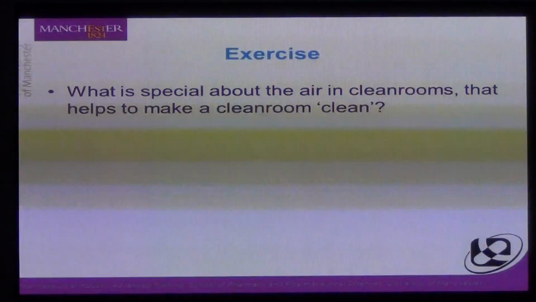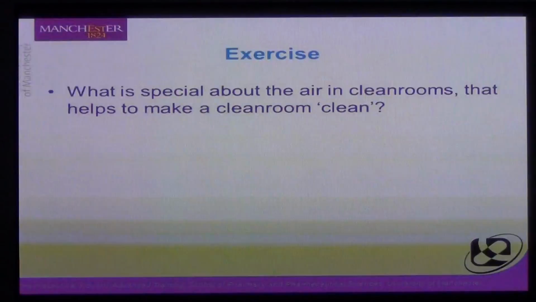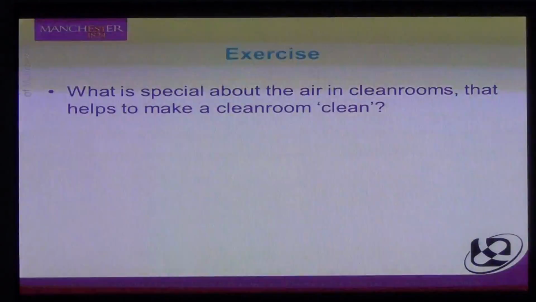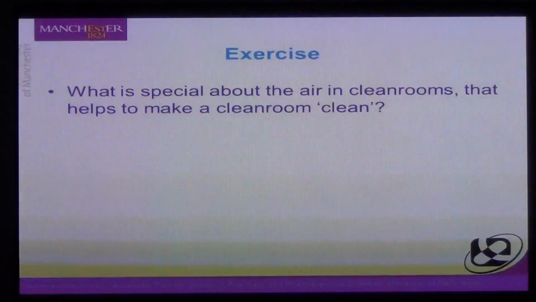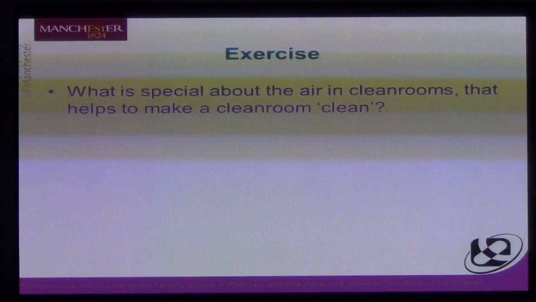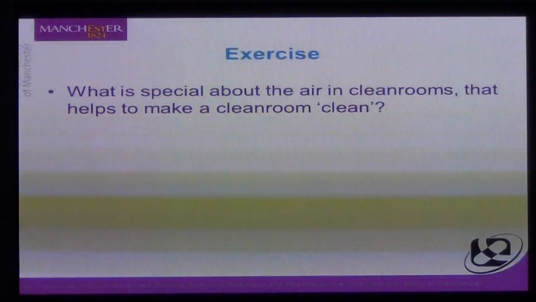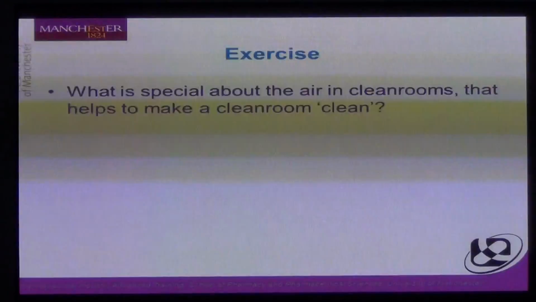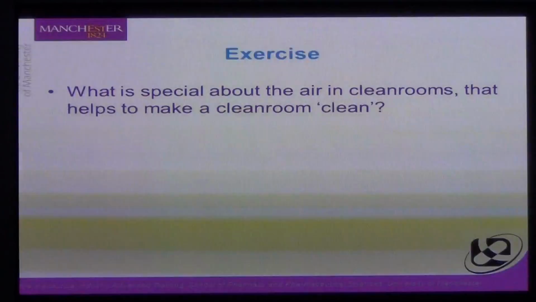Okay, so we're coming up to another exercise. I'd like you to consider what's special about the air in clean rooms that helps to make a clean room clean. So again, if you could go into groups and consider this question for 5 to 10 minutes, you can then report back and share your answers with the other members of the class, and then I'll be back to give you my thoughts. So if the person in charge of the video can now pause it, I'll see you in a few minutes.